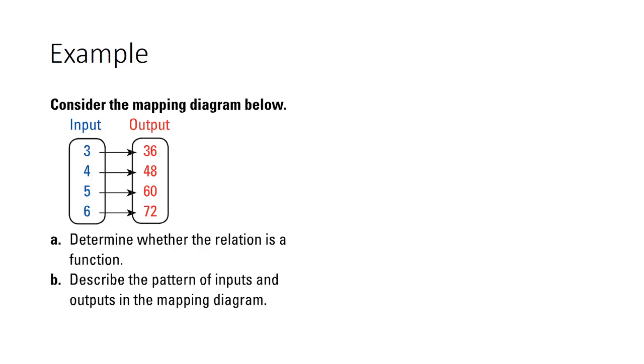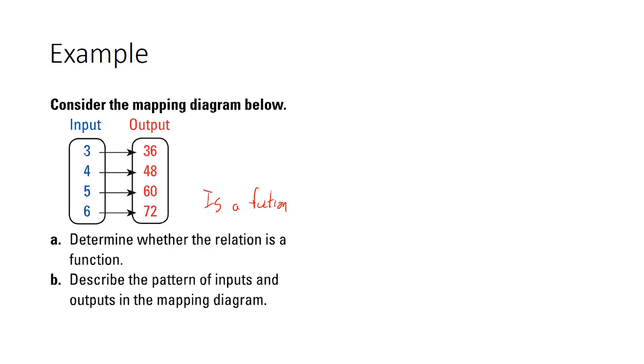And then one final example here. It says, consider the mapping diagram below. Here's the input. There's the output. Determine whether the relation is a function. Well, every input has one output, so that's good. So yes, it is a function. And then it says, describe the pattern of inputs and outputs in the mapping diagram.